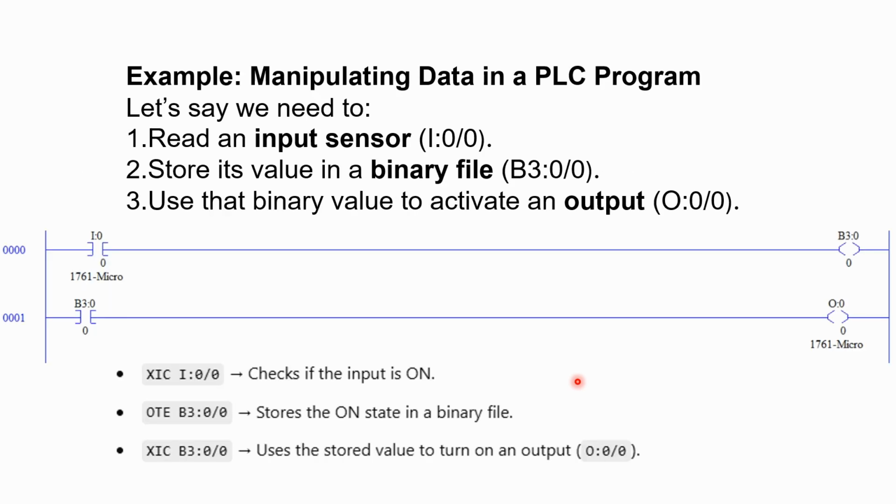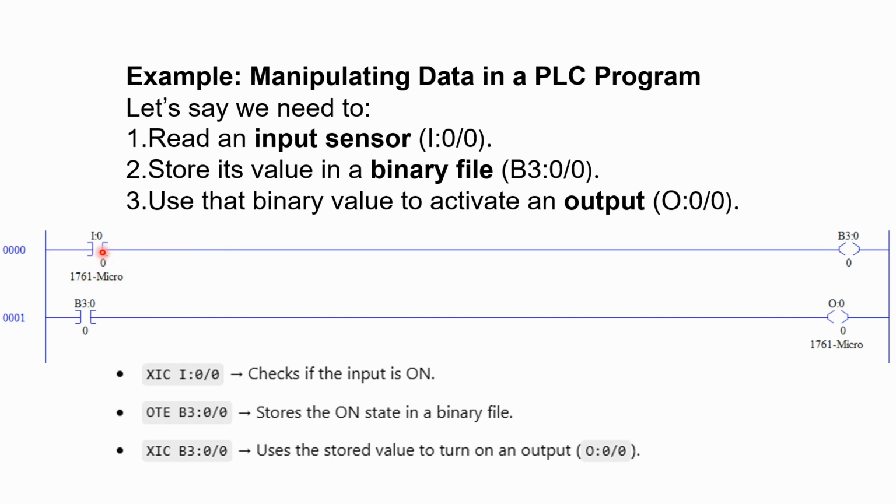And here's just a real brief example of manipulating data within a PLC program. Let's say that you need to read an input sensor, which would be I:0/0. You want to store its state in the binary file bit, bit 0 of B3:0, and then you want to use that binary value to activate an output, which would be bit 0 of O:0. So this would be two rungs of ladder logic to do that.